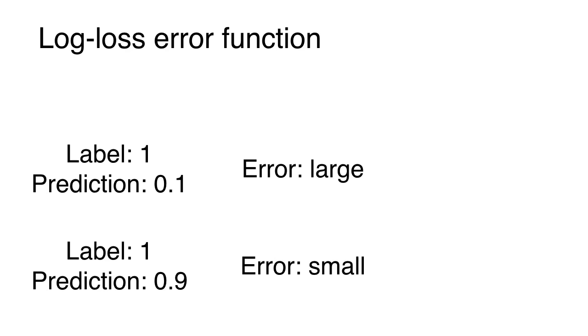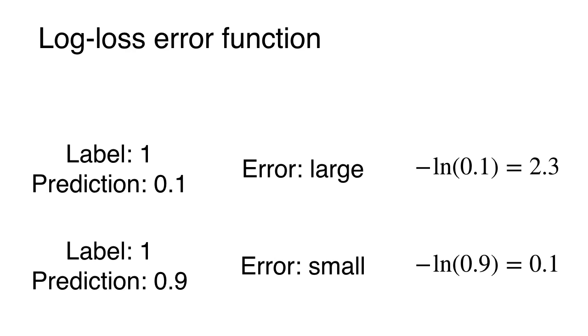How then can we find a formula for this error? Well, notice that the negative natural logarithm of 0.1 is 2.3, which is large, while the negative logarithm of 0.9 is 0.1, which is low. As a matter of fact, the closer a number is to 1, the smaller its negative logarithm gets. Therefore, when the label is 1, the function negative logarithm of the prediction is a good error function.